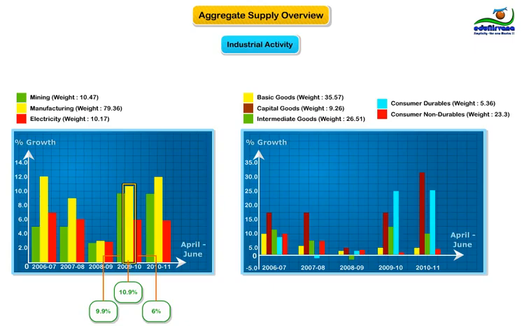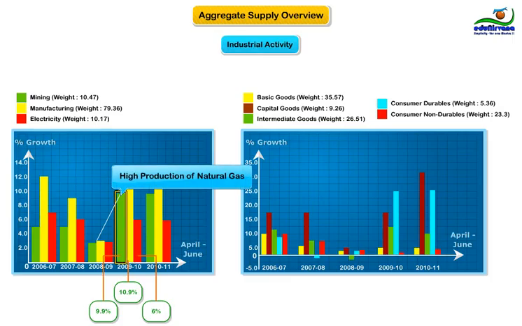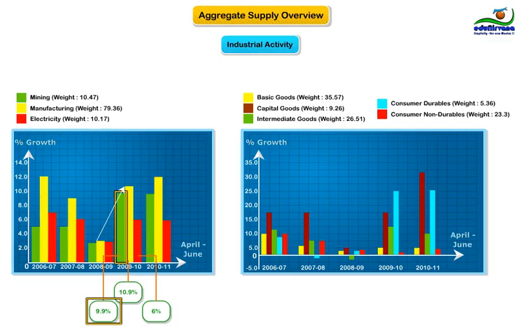The strong performance of the manufacturing sector during the second half of 2009-2010 could partly be attributed to the base effect. Despite the large increase in the production of natural gas, iron ore, and other minerals, growth in the mining sector remained at less than 10% due to continued slack in crude oil and coal output.